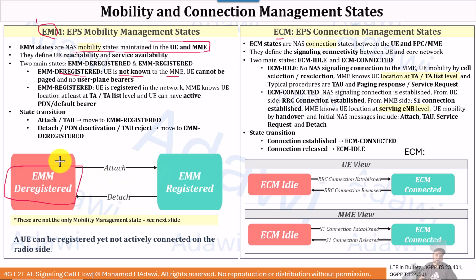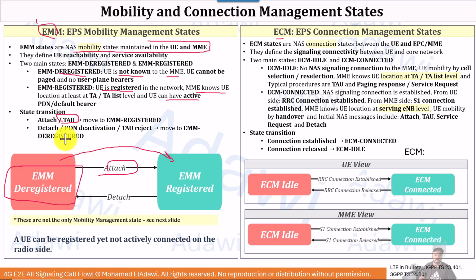While if the user moves from EMM deregistered to registered through doing, for example, attach or tracking area update, as mentioned here, what will happen in this case? The user will be registered in the network and the MME already knows the location, at least in terms of tracking area list or tracking area code. And in this case, the user already has the default PDN bearer active, and the UE location is already known by the MME. So the MME can do paging whenever the user receives any data as terminating, for example, terminating calls or receiving data. So indirectly the MME can send the paging towards this particular user.